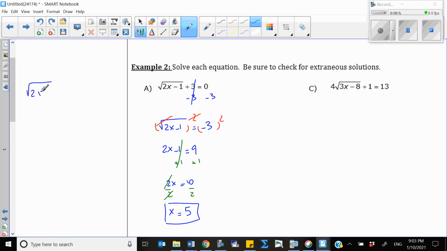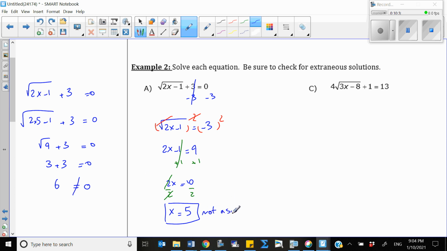So here I have the square root of 2x minus 1, plus 3, equal to 0. I'm going to plug x equal to 5 here. The square root of 2 times 5 minus 1, plus 3. It should be equal to 0. 2 times 5 is 10. Minus 1 is 9. So the square root of 9 plus 3. The square root of 9 is 3, plus 3. It's 6. And as you see, it's not equal to 0.